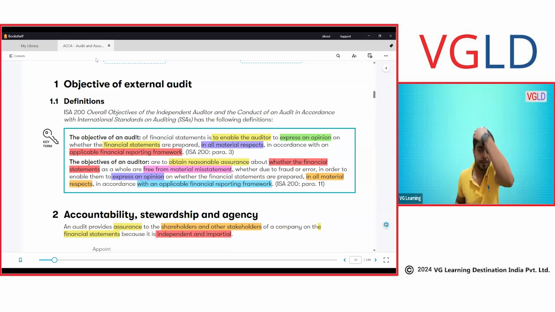So I hope we are back. Now let's understand the audit. So what is the audit and what is it about?